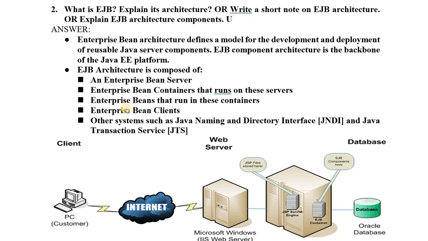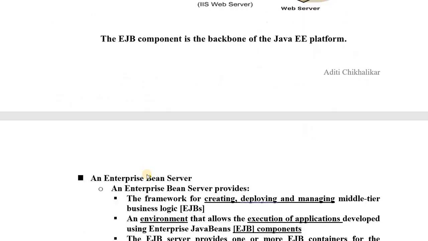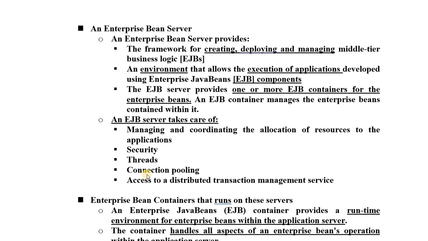Java Transaction Service. So let us have a look at what is the work of EJB, that is Enterprise Bean Server, Enterprise Bean Container, Enterprise Beans and the Enterprise Bean clients. You can just write some basic 3 to 4 points for each of these components. So we start with Enterprise Bean Server. Basically, Enterprise Bean Server provides you a framework for creating, deploying, managing the middle tier business logic.